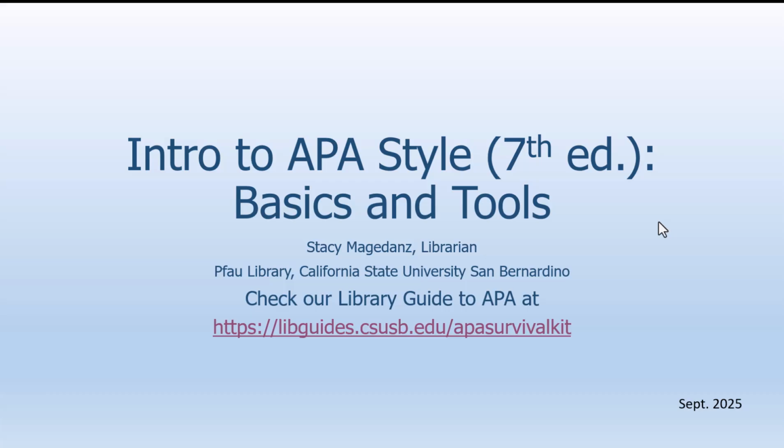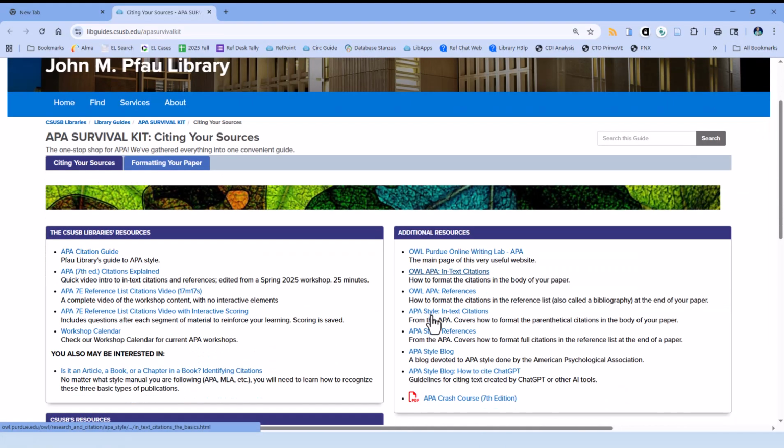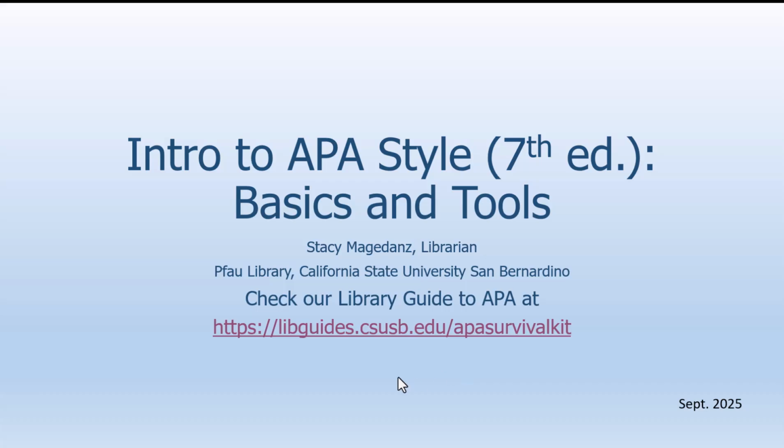Today I'm going to walk you through a very basic introduction to APA style and point out some tools that can help you with it. The first of those tools is our library guide on APA style, which we call our APA Survival Kit. In the kit, you will find many links to supporting resources, the guides that we have created here at the CSUSB libraries, as well as other resources that are out on the web, for example, from the Purdue OWL and from the APA itself. That guide's address is libguides.csusb.edu/APASurvivalKit, all one word.